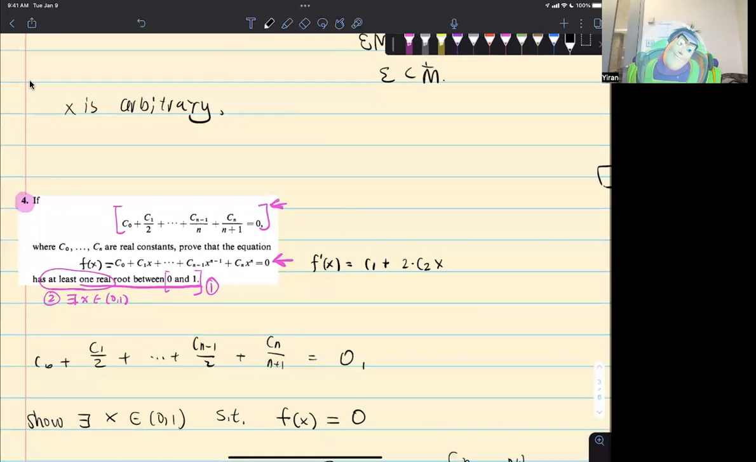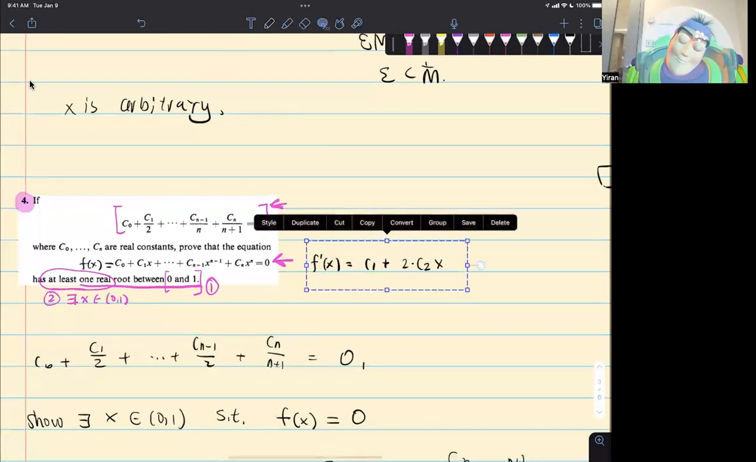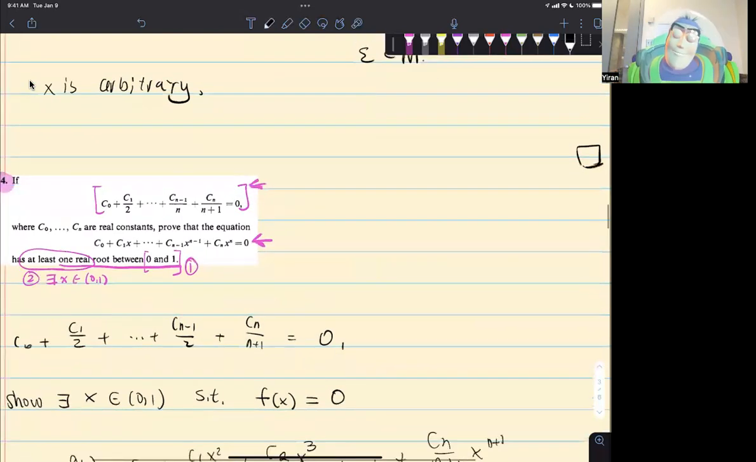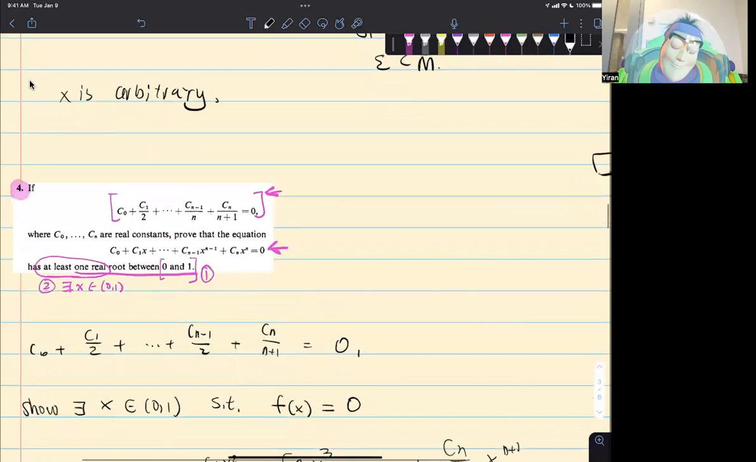Actually, I think I shouldn't do the derivative. Let me erase it. So you are trying, right? Like once you have a problem, you'll try everything out. So I'm trying to find the relationship between these two.